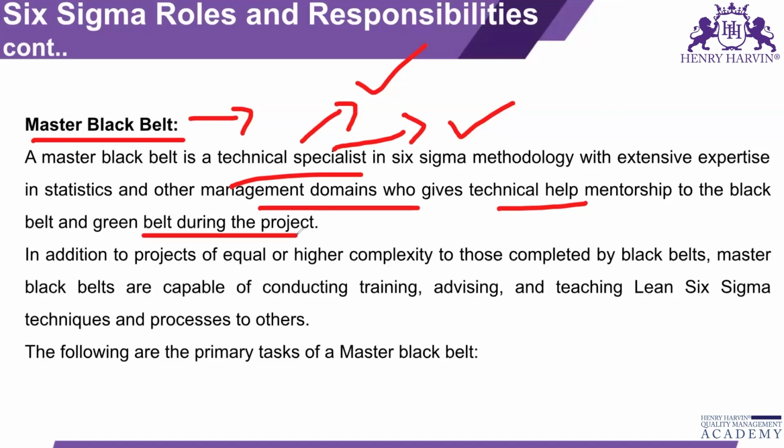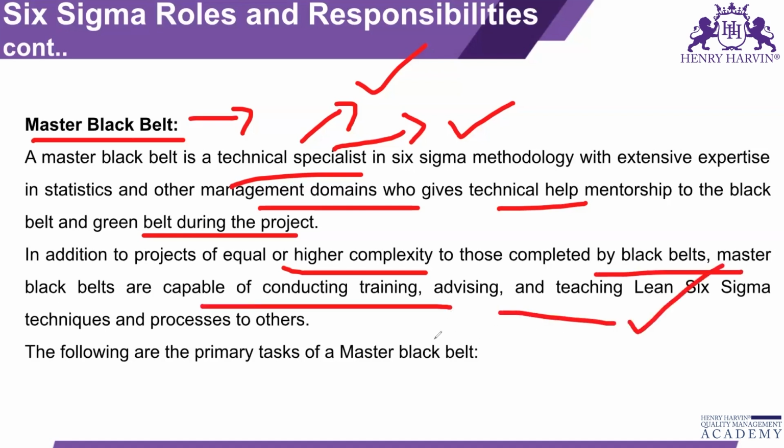He gives mentorship to all the belts below. He is always available for higher complexity. They are problem solvers, and they are able to justify the problem from the angle of Six Sigma methodology. Master black belts are capable of conducting training, advising, teaching, monitoring, guidance. Everything is done. Any question related to Six Sigma, the first person to approach is the master black belt. So they define Six Sigma in the company.